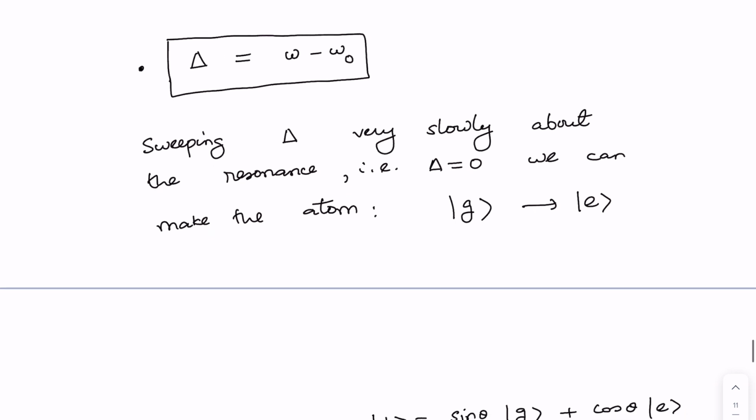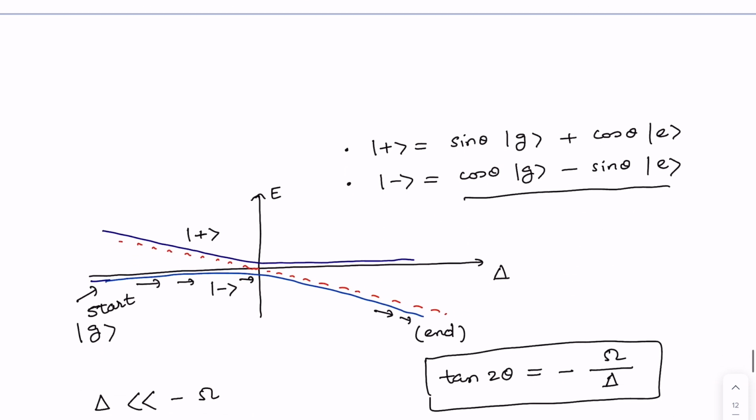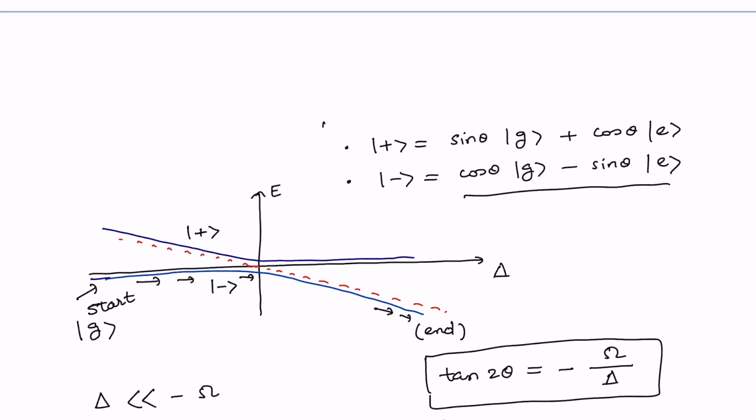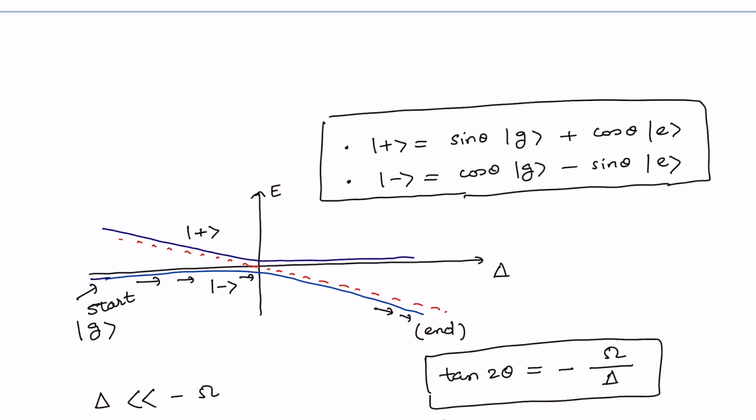Let me explain how it is done and what the physics behind it is. To do that, just recall these particular states, the so-called dressed states. Because the laser field is now interacting with the atom, we have these dressed states. Let's say we start in the dressed state |−>, which is a superposition of the ground state and the excited state, and we are far below the resonance frequency. That means delta is much less than 0 on this side.